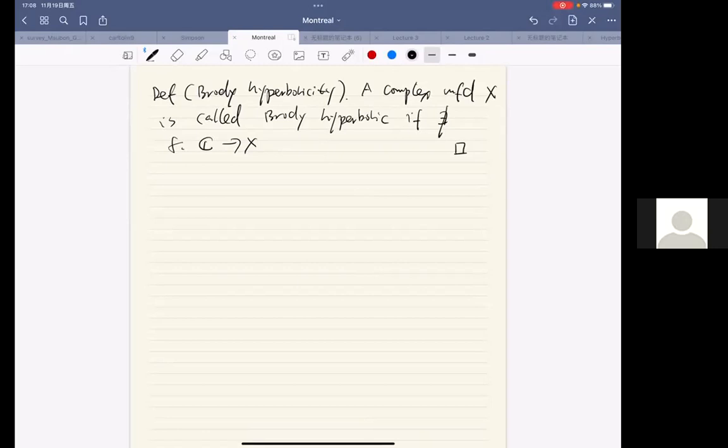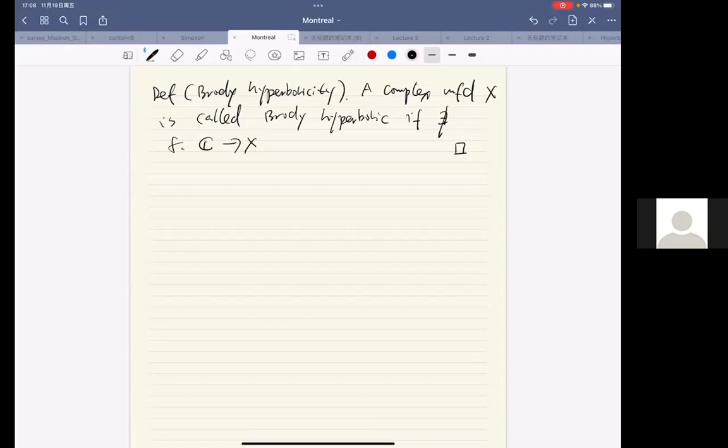It's a very interesting subject, because there is a conjecture by Green, Griffiths and Lang, which says that a variety of general type should be pseudo Brody hyperbolic. Namely, there exists a proper subvariety in which all the entire curves lie.